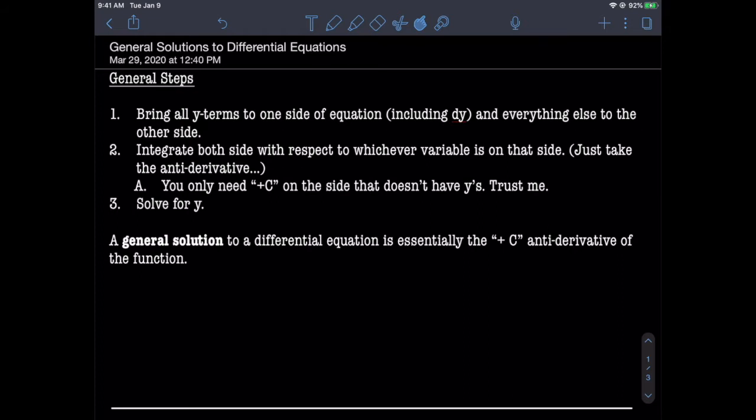Easy algebra, nothing you haven't done a million times before. So altogether, these steps, not too bad. Now, if you've been sitting here wondering, what's a general solution? Well, a general solution to a differential equation is essentially the plus c antiderivative of a function. So regardless of how many variables you have, all you're trying to do is just take the antiderivative of the function that you're starting with. So with that, why don't we go ahead and see what it looks like to find a general solution out in the wild, so to speak.